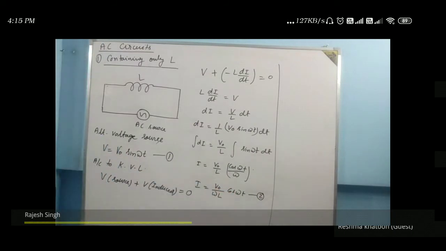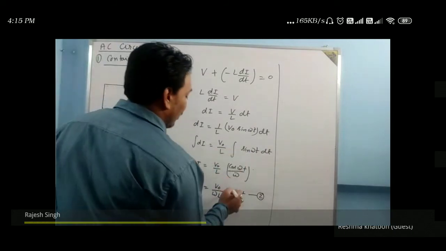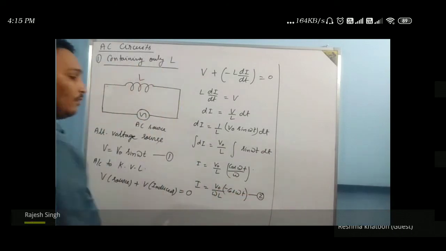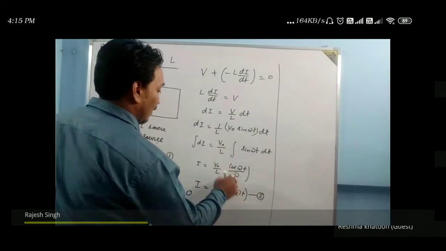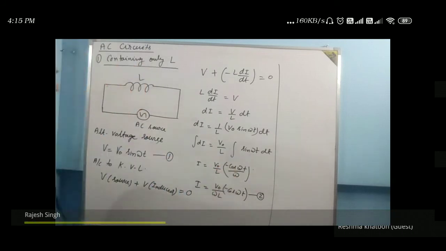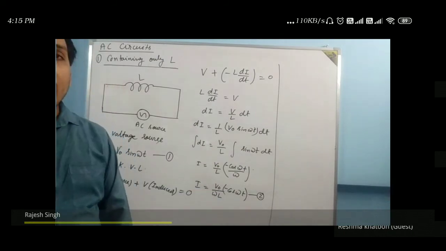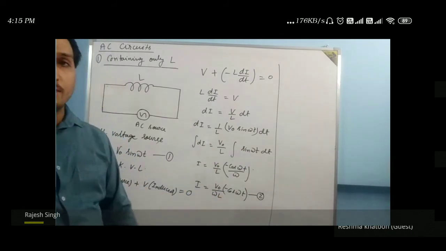One more thing, integration of sine omega t is minus cos omega t. One minus sign is also there. I was missing that. One minus sign is also there. Have you got that? Raise your hand. Now just see, I have to convert this cos into sine, and I have to take care of this minus sign also.